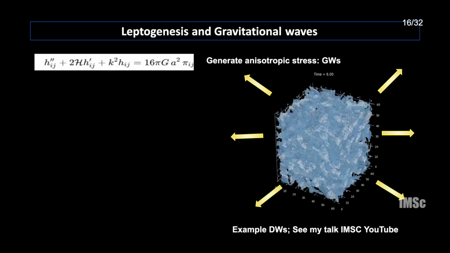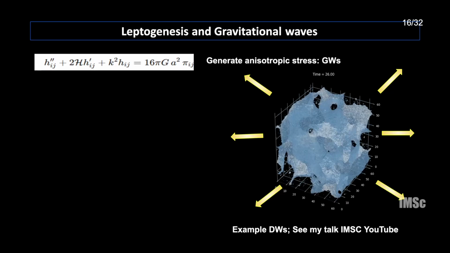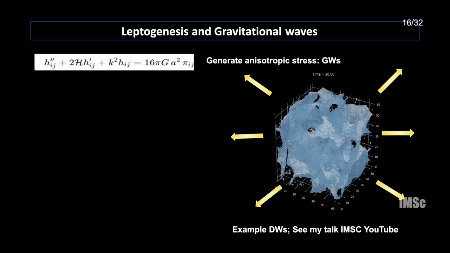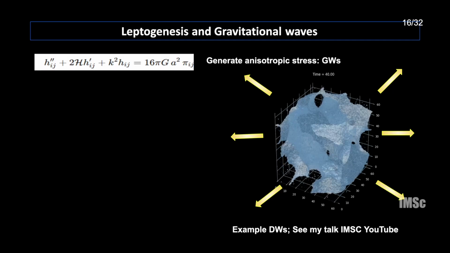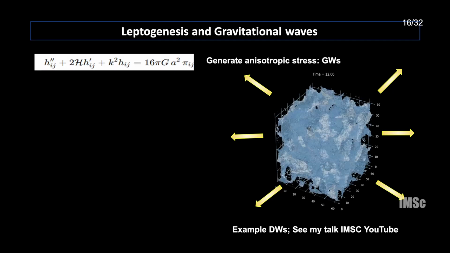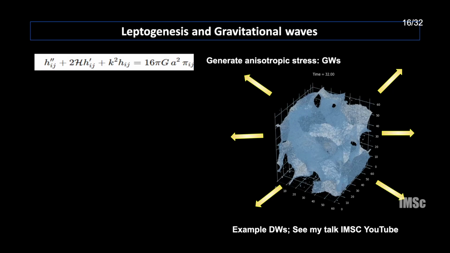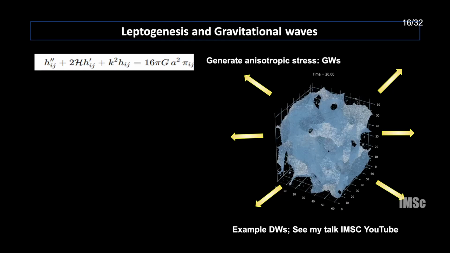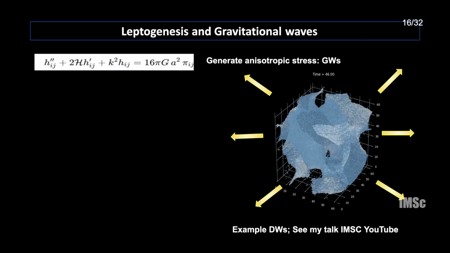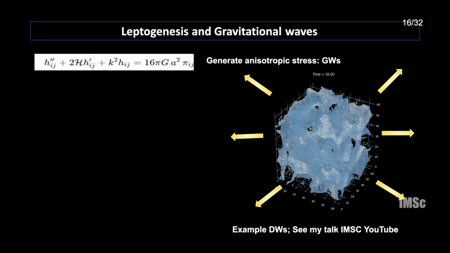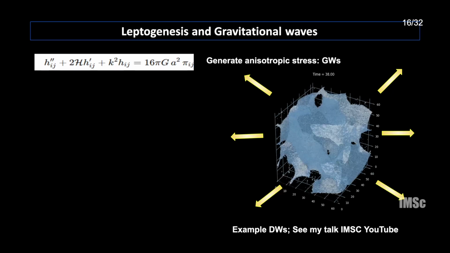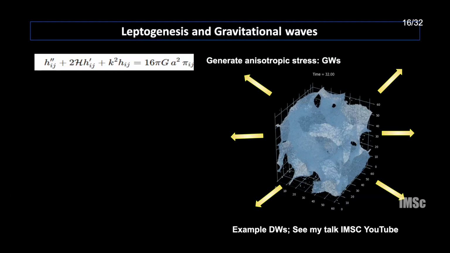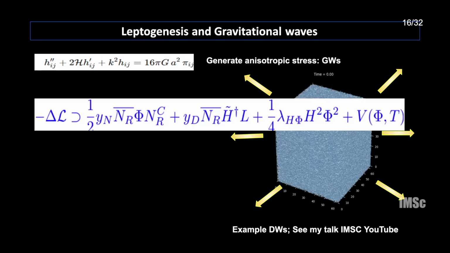Okay, so whenever you want to generate gravitational waves from an early universe source, as I said, you need to generate this anisotropic stress. A simple example would be domain wall like scenarios. I'm not going into the detail of this. This is a result from a simulation. I'm not going into the detail of the simulation, but in case you're interested, you can see my talk on YouTube, where I try to explain how to do these things in lattice and all these things. So you need a source like this.